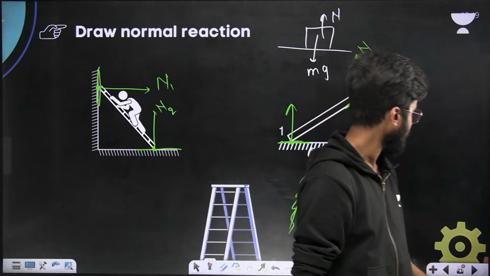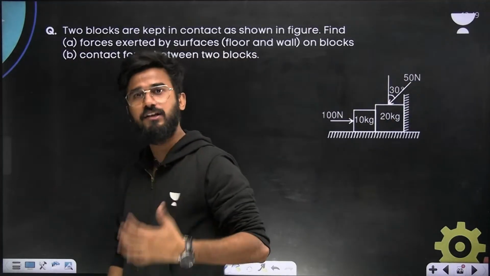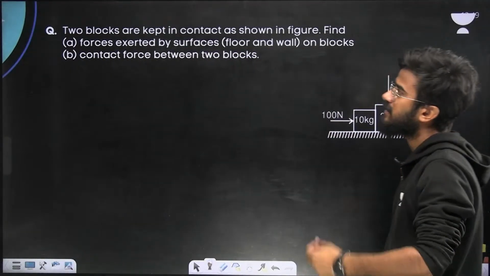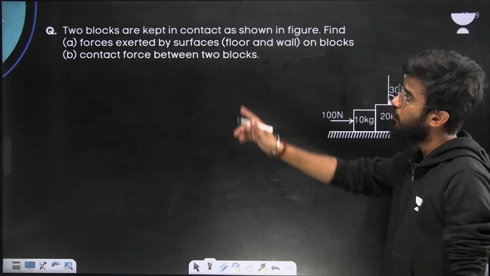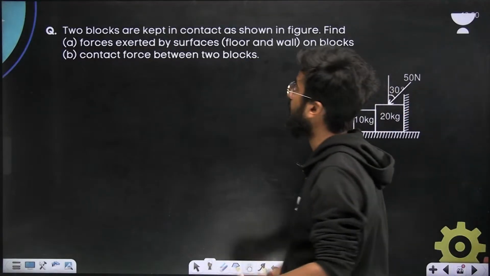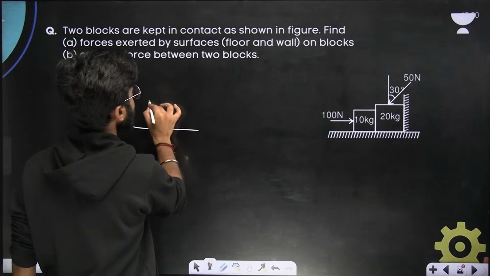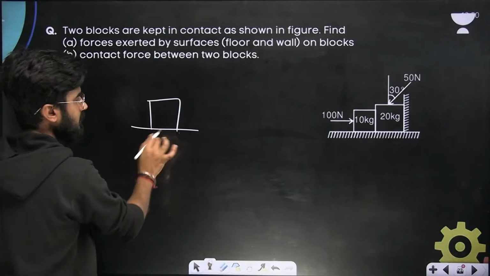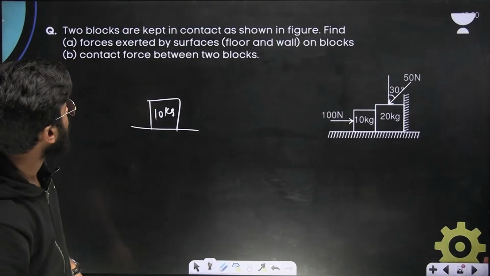Okay. Now just look at one problem, how we'll find the normal reaction on a particular block, whatever is asked. So first of all, read the problem: two blocks are kept in contact as shown in the figure. First of all, what do you have to find? We have to find the forces exerted by the surfaces. So for all the surfaces we have to find the forces. So first of all, this 10 kg block. Okay, so this is the first block, the 10 kg block.